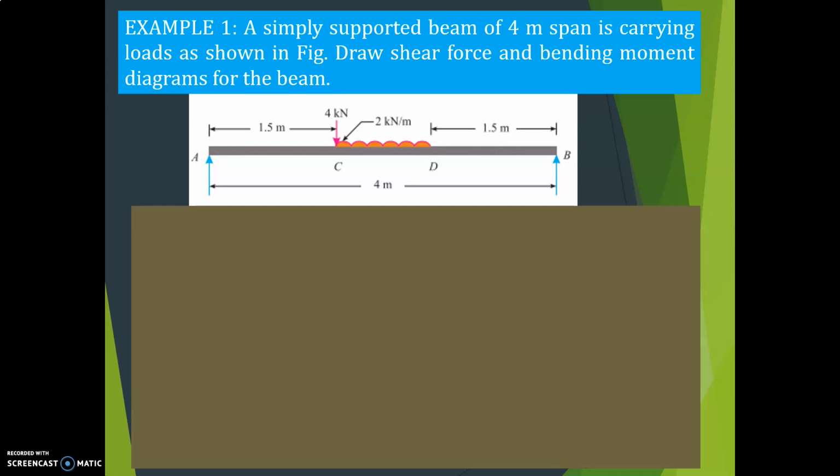Okay, this is the simply supported beam. You can see here this beam rests on two supports, right? A and B. So these are the two supports, a simply supported beam of span 4 meters carrying loads as shown in the figure, 1 point load and 1 UDL of 2 kilonewton per meter.